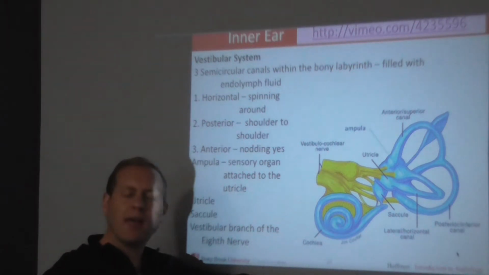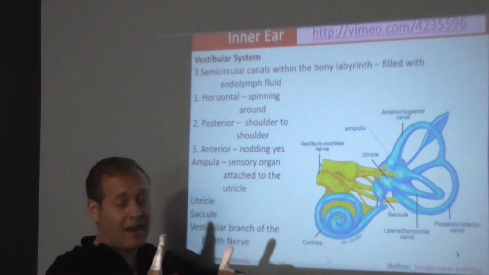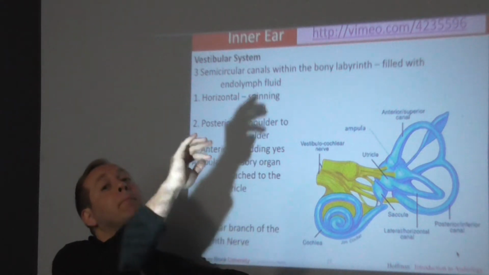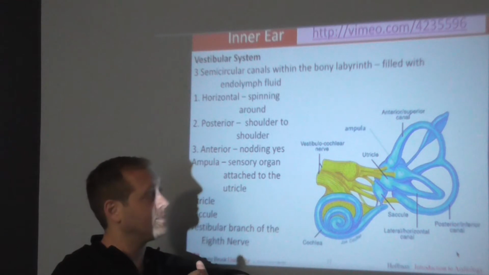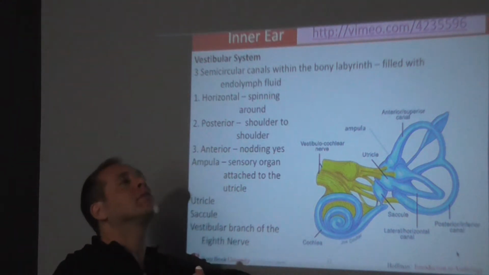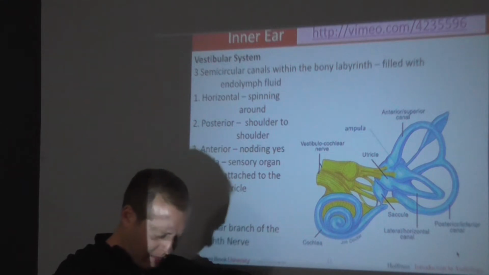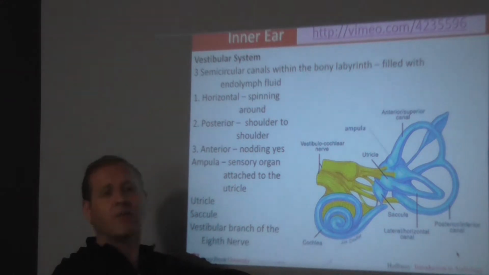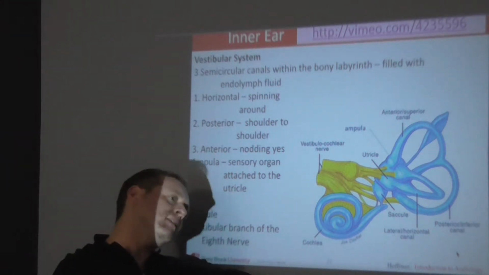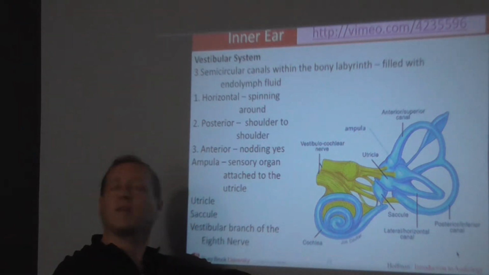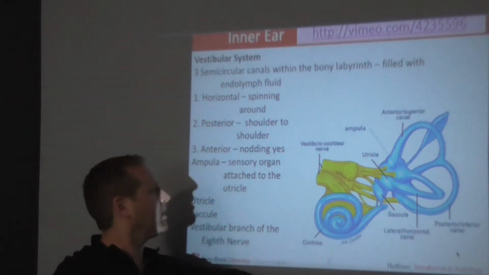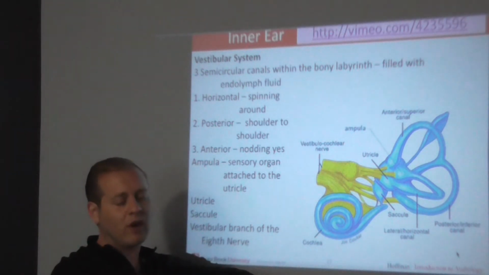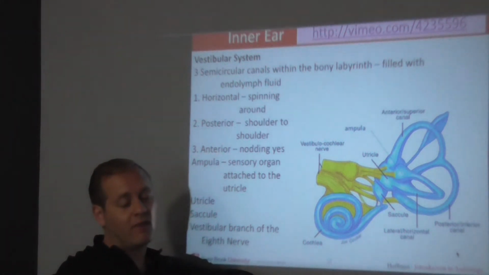Okay. 3 semicircular canals that are membranous, filled with endolymph fluid, that are within the perilymph fluid of the bony labyrinth of the semicircular canals. Okay? The anterior semicircular canal gives us information about the body moving like this. The posterior gives us information about the body moving like this. And the horizontal gives us information about the body moving like this. That's all we're going to get into for this course regarding the vestibular system.